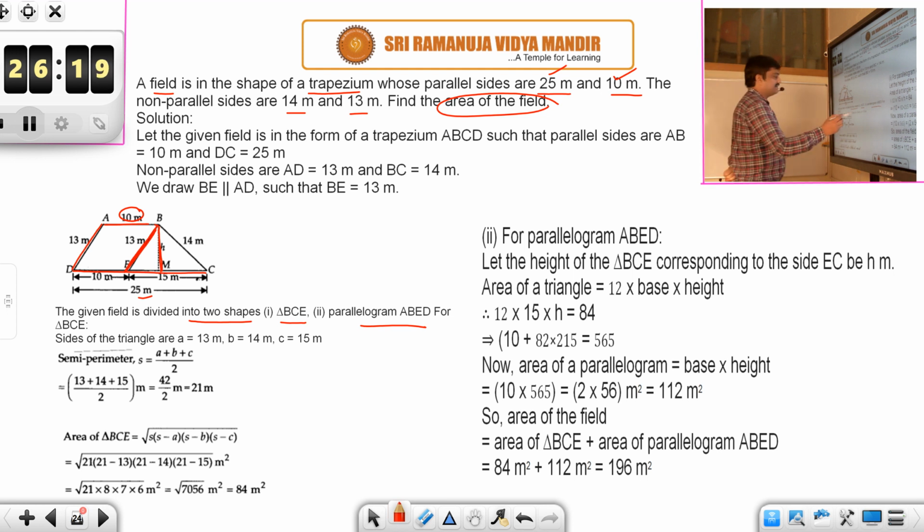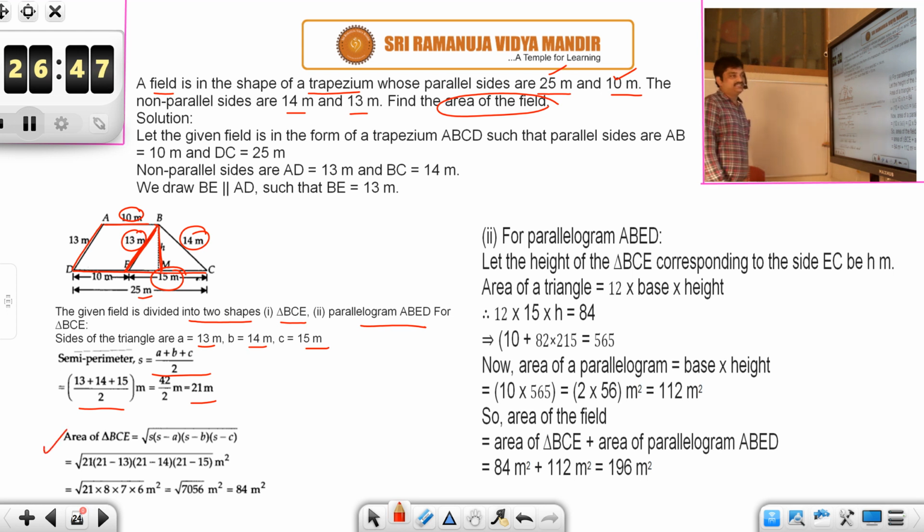See, for the triangle BEC, how do you find the area of a triangle? You know the side lengths 13, 14, 15. So can you find the area using Heron's formula? So the side lengths are 13, 14, 15. The semi-perimeter will be a plus b plus c by 2, that is 13 plus 14 plus 15 by 2. You will get 21 meters. So the area of the triangle using Heron's formula is square root of s into s minus a into s minus b into s minus c. So plug in the values we found for s and the given values a, b, c. You will get approximately 84 meters square.